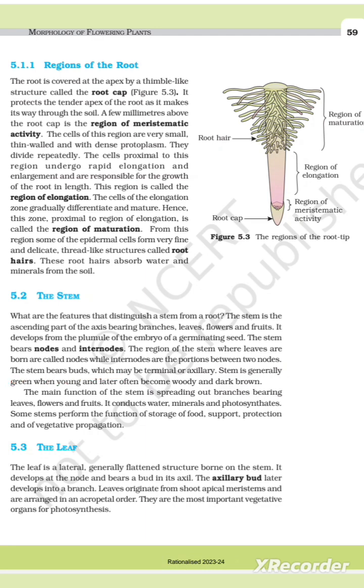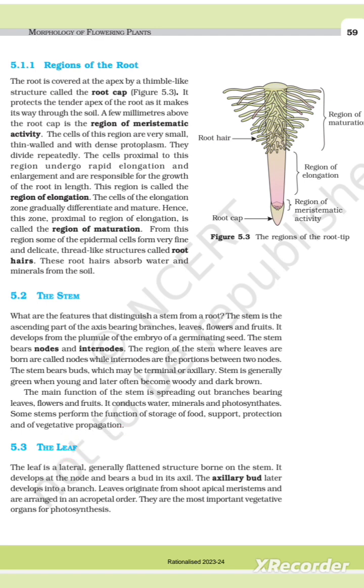The stem bears buds, which may be terminal or axillary. The stem is generally green when young and later often becomes woody and dark brown. The main function of the stem is spreading out branches bearing leaves, flowers, and fruits. It conducts water, minerals, and photosynthates. Some stems perform the functions of storage of food, support, protection, and vegetative propagation.